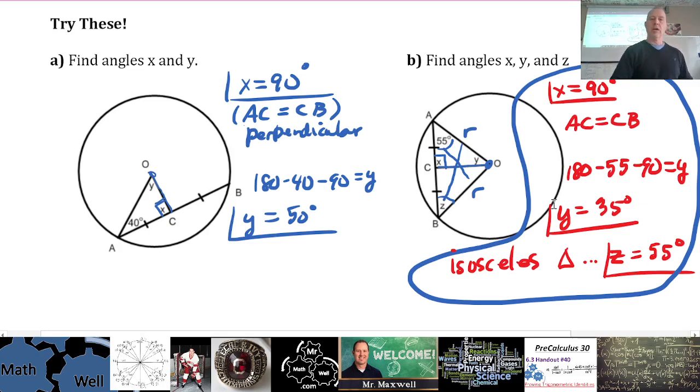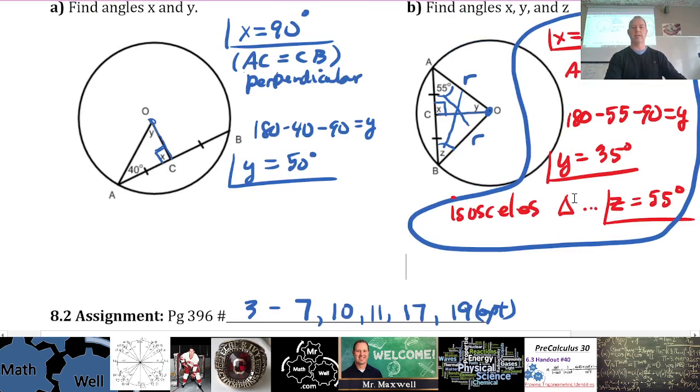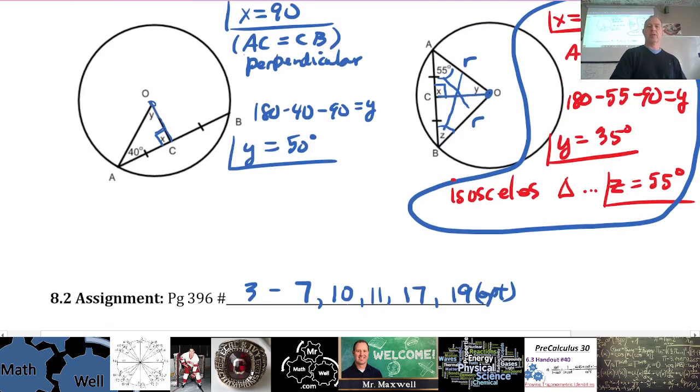That's very important. Okay, here's your assignment from the text. Please write this down. It's 8.2, page 396, in your Pearson Math Makes Sense textbook right here. That says 3 to 7, 10, 11, 17, and 19 is a take it further question. Technically, it's optional. I want you all to try it because I think that all of you can take it further. But I do put optional. I don't know why I do that. I shouldn't put optional, but you all need to attempt that.